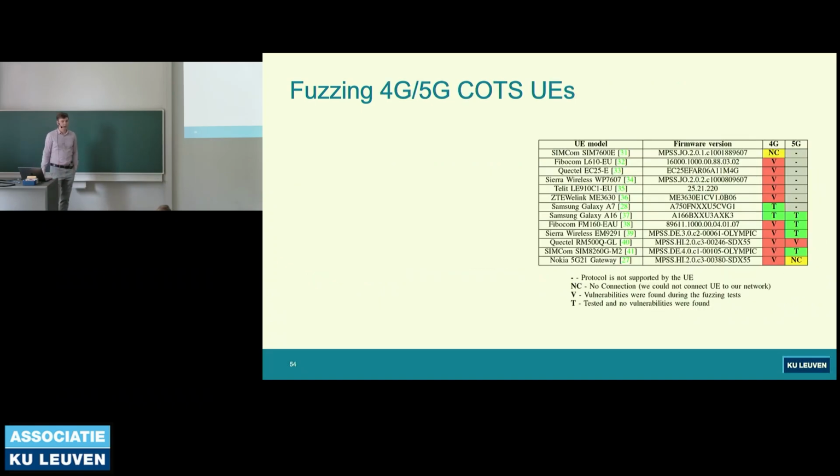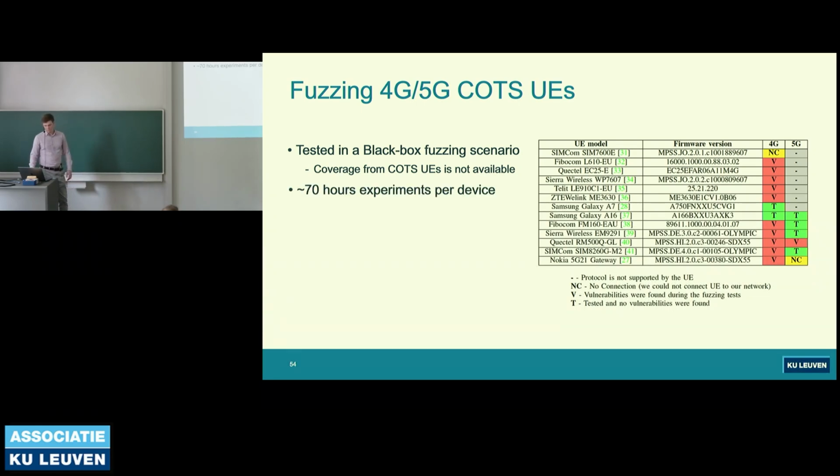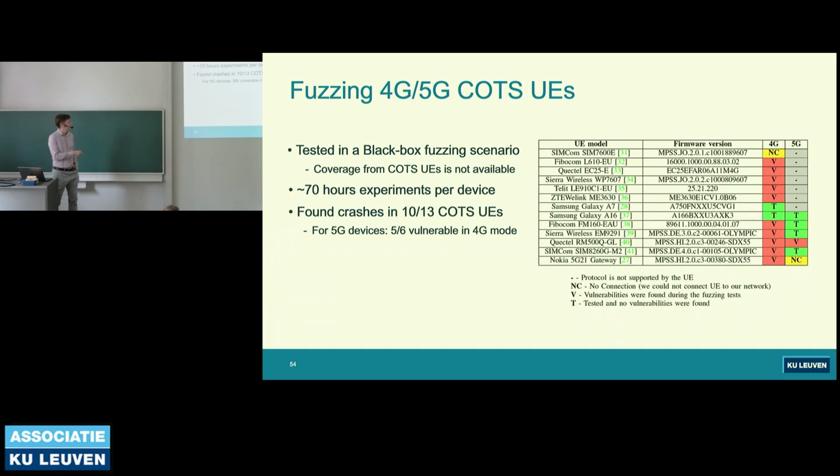So then I ran the experiments using real, commercial off-the-shelf devices, and those are the results. All of them were tested in a black box fuzzing scenario because we cannot get the coverage directly from the system under test in this case. It was around a 70-hour experiment per device, and in total we found crashes in 10 out of 13 devices that we tested. And interestingly enough, 5 out of 6 5G devices were vulnerable during the 4G attach procedure.